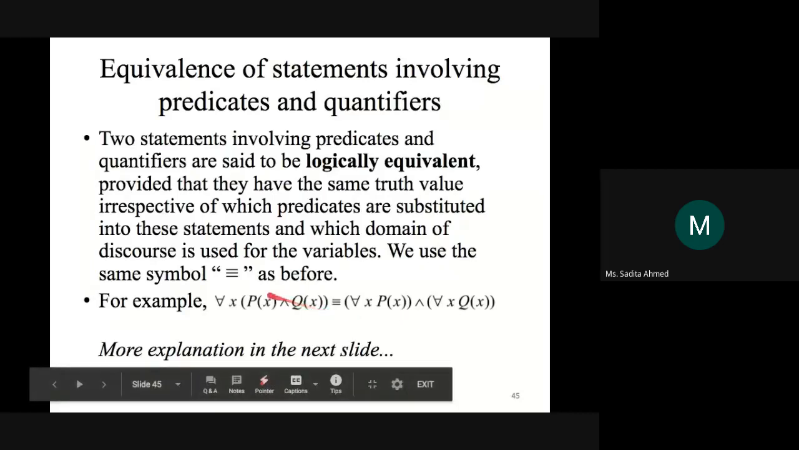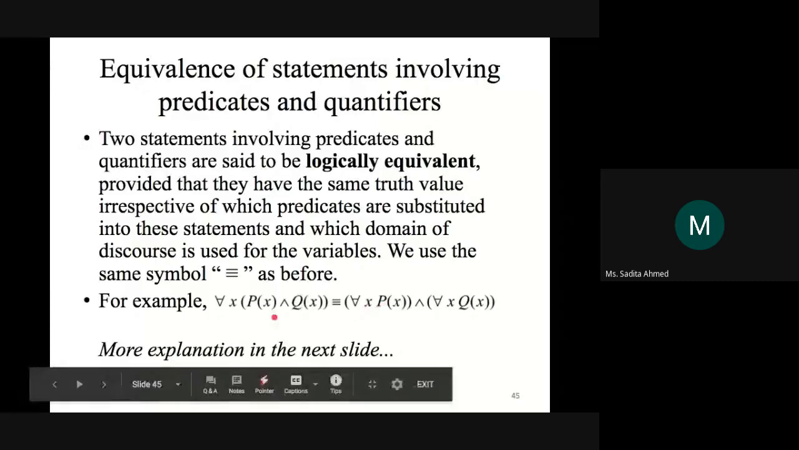That is, whichever propositional function you use for p(x), whichever predicate you use for q(x), and whichever domain you use for these two statements, if they have the same truth value, regardless of that, then we say that they are logically equivalent.